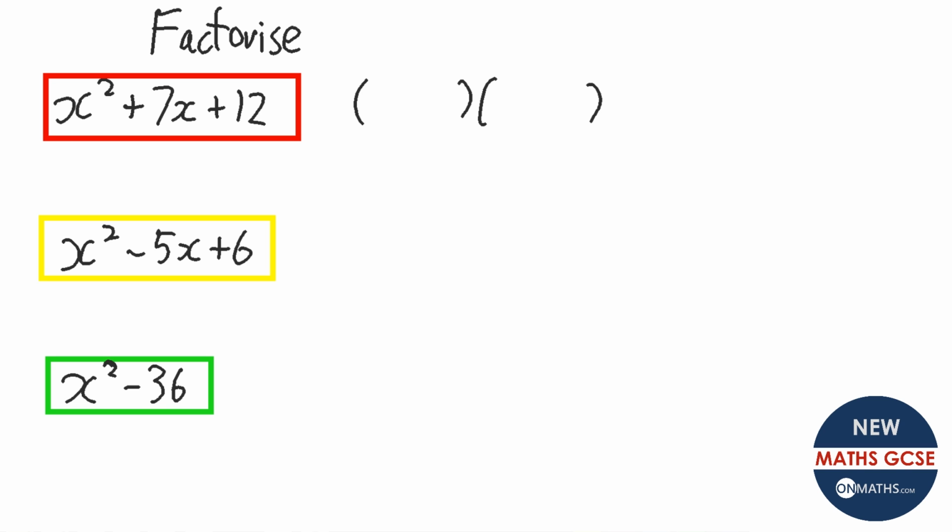Anyway, first things in the brackets are going to give us this x squared. Okay, now for a grade 5, they will always be x or y or whatever letters in it. Okay, there's no coefficients, there's no numbers before the x squared. So the first thing in both the brackets is always just going to be the letter.